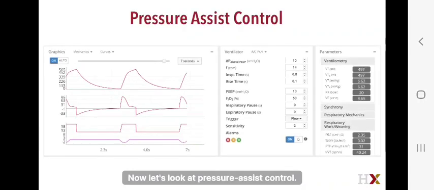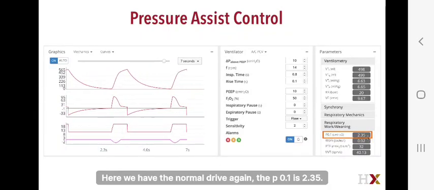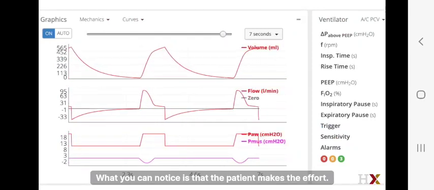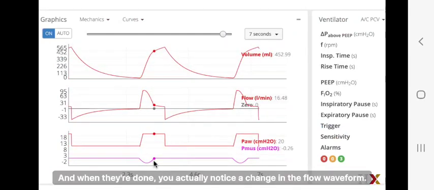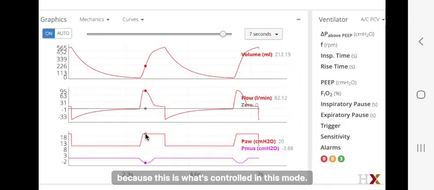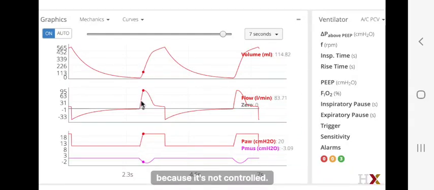Now let's look at pressure assist control. Here we have the normal drive again. The P0.1 is 2.35. What you can notice is that the patient makes the effort, and when they're done, you actually notice a change in the flow waveform. Again, you should not see any obvious change in the pressure because this is what's controlled in this mode. So when you see effort, you should see a change in the flow because it's not controlled.